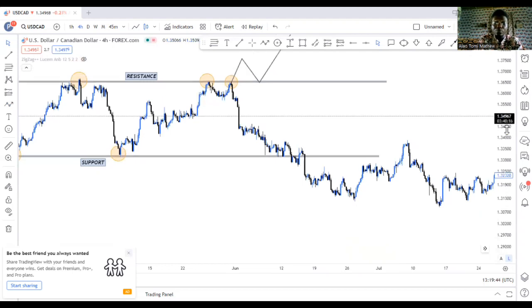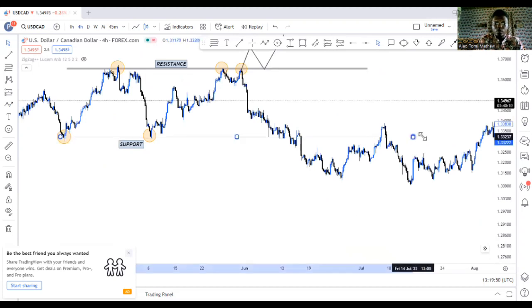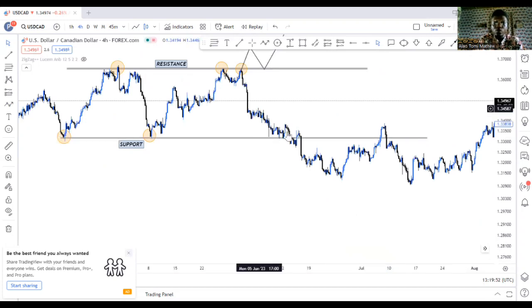Now we have a very good example of how you can sell at support. You can see here, this support got broken, and then the market went back up again to test that support level, and we can see the market drop. So when price breaks down a support, you want to wait for a retest before you sell. But if this does not happen, you only buy at support and you sell at resistance.